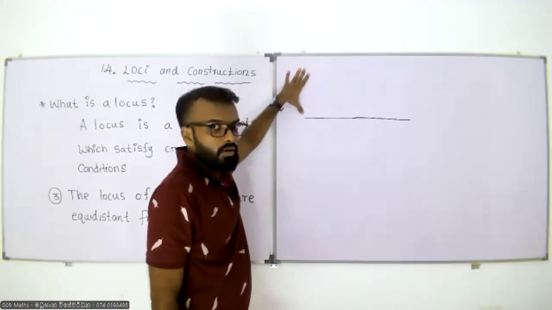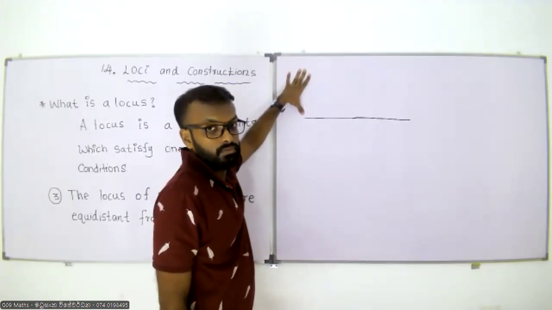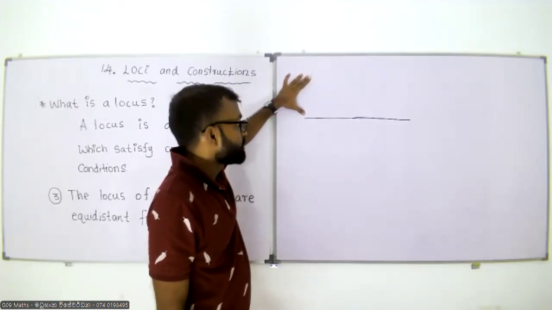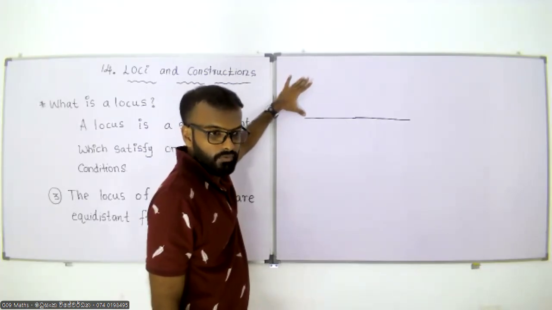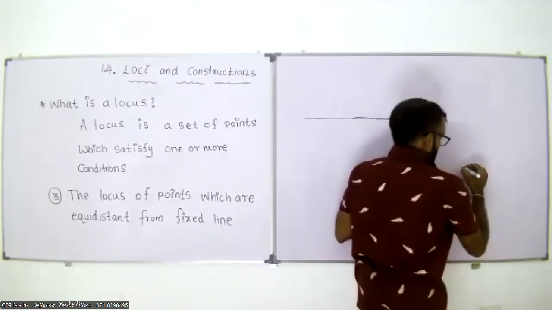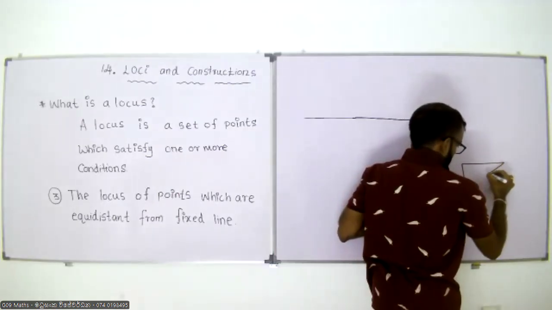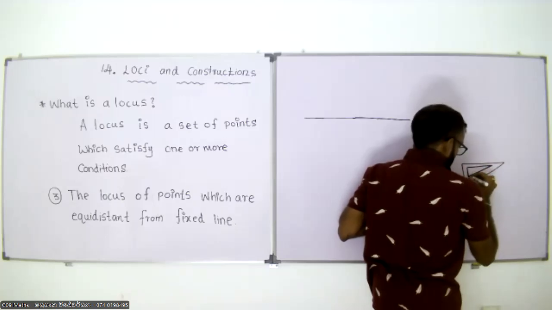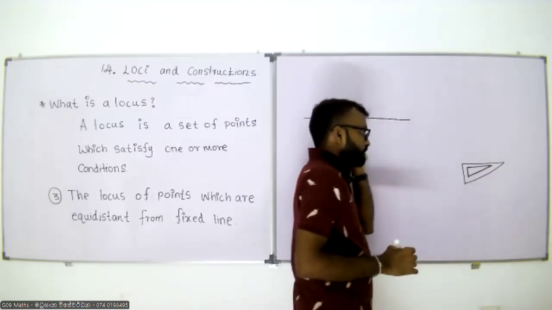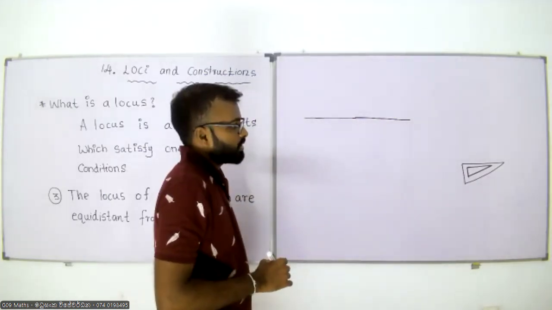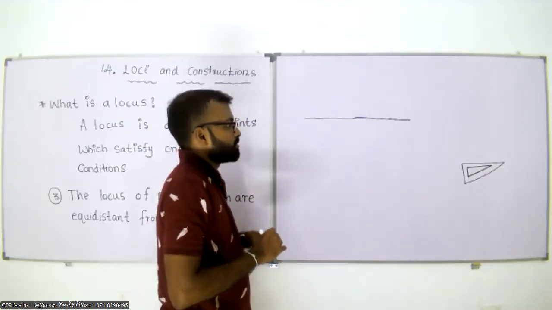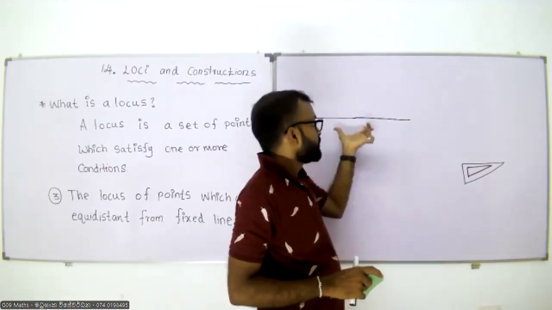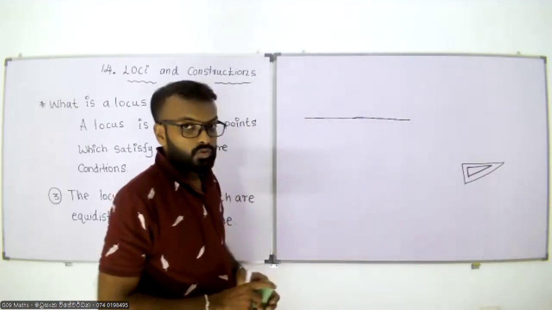So we need to have a ruler, right? A set square is needed for this. We need the set square. We know it. You know this, right? Hope you have it with you. We will be needing this to draw the equidistant locus for this fixed line, right? So I will show it to you.